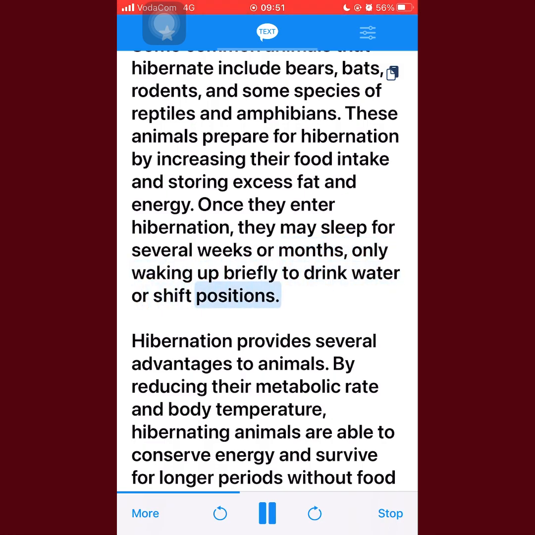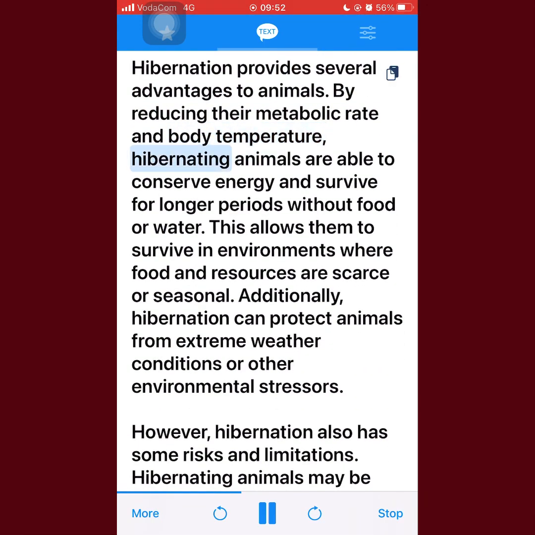Hibernation provides several advantages to animals. By reducing their metabolic rate and body temperature, hibernating animals are able to conserve energy and survive for longer periods without food or water. This allows them to survive in environments where food and resources are scarce or seasonal. Additionally, hibernation can protect animals from extreme weather conditions or other environmental stressors.